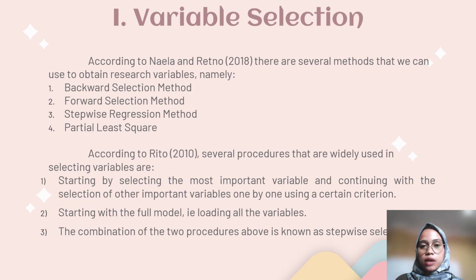I will continue to explain about the variable selection. According to Naila and Retno, there are several methods that we can use to obtain the result variables. Namely, the first is the backward selection method.